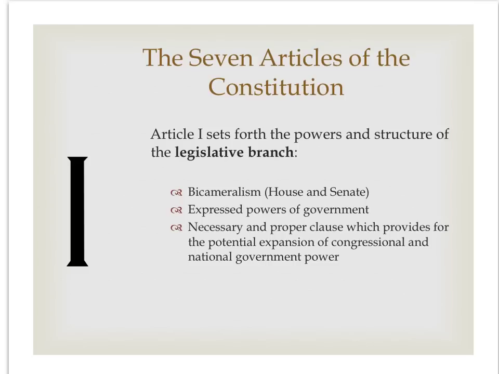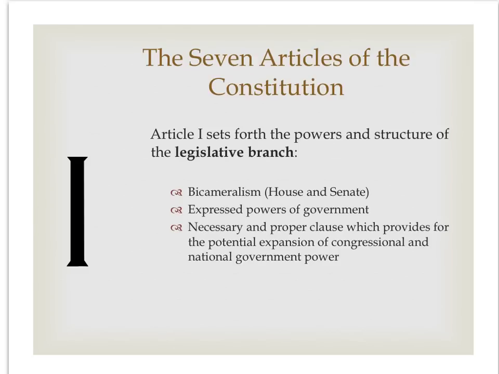Article 1 deals with legislative power. Okay, I've got here that it deals with the legislative branch, and it does. It sets up the structure of a bicameral legislature. It sets out the powers. It talks about qualifications for office and how they'll be chosen and that sort of thing, who they have to represent. But what it really does is it deals with legislative power.